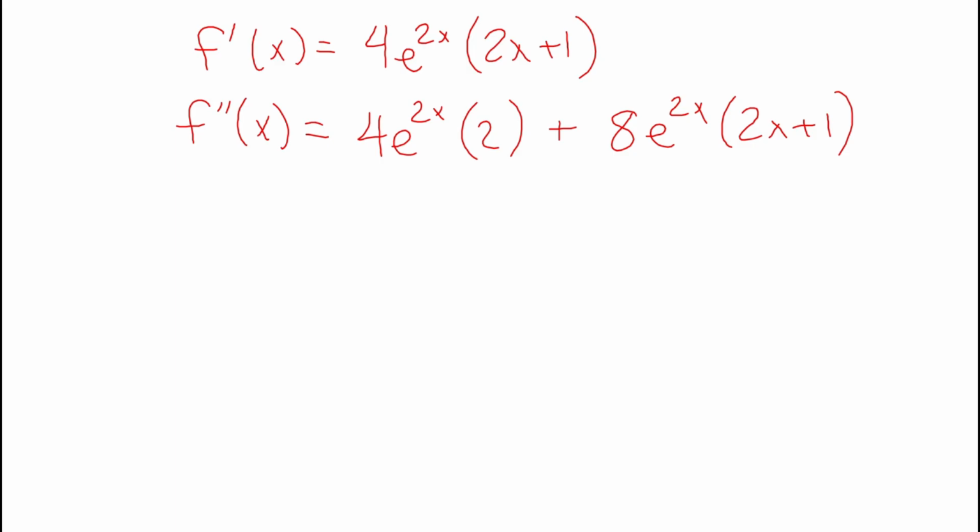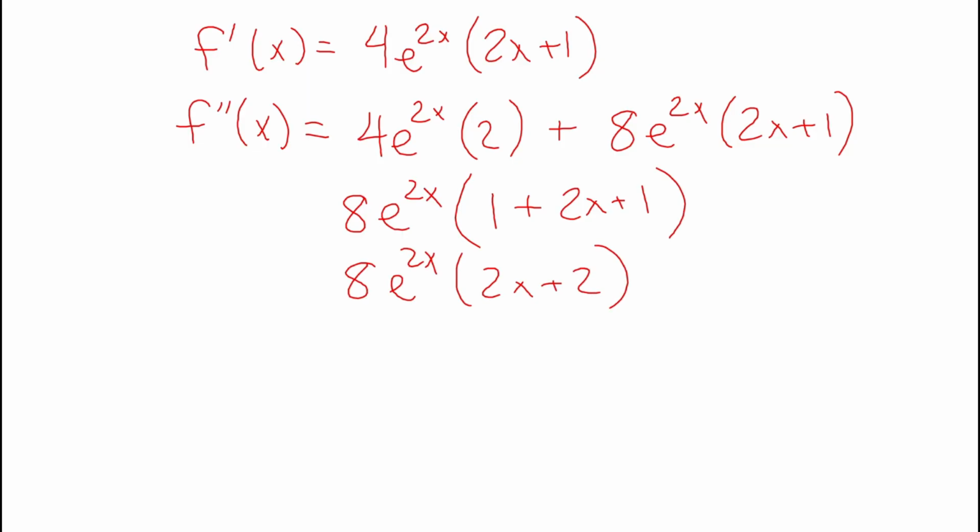We'll again factor out the common term. This time our common term to factor out is going to be 8e^(2x), leaving us with 1 plus 2x plus 1, or 8e^(2x) times (2x plus 2). We know that 8e^(2x) is always positive, so we don't have to worry about that equaling 0. But 2x plus 2 equals 0 when x is negative 1. So we have one possible point of inflection.